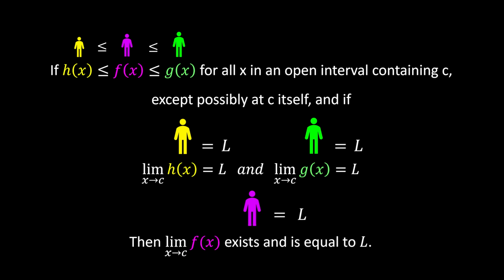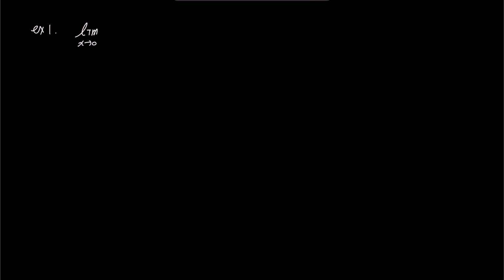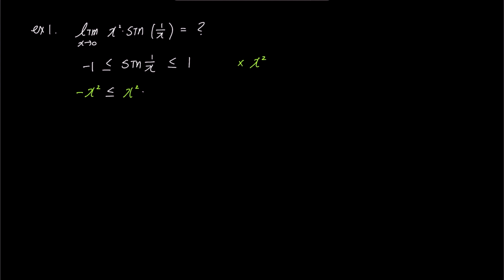Now, let's explore how the squeeze theorem is applied through some examples. Let's find the limit of x squared times sine 1 over x as x approaches 0 in the first example. First, we know that the sine function ranges between -1 and 1, both inclusive, so we can write sine 1 over x is greater than or equal to -1 and less than or equal to 1. Then, multiplying all terms of the inequality by x squared, we get x squared times sine 1 over x is greater than or equal to -x squared, and less than or equal to x squared.